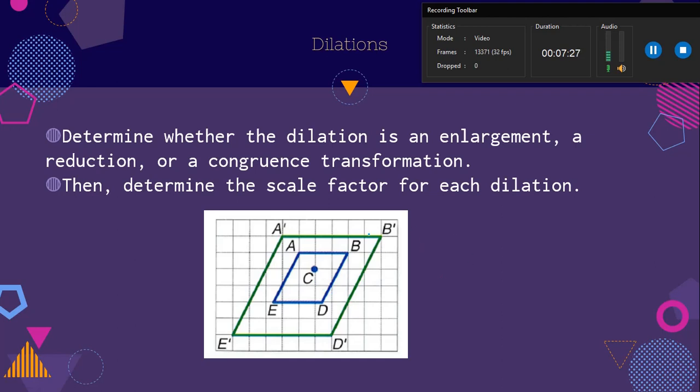And then we want to look at the scale factor. Remember, the numerator should be the image. So if I look at A prime B prime, the length is 6 blocks. And the original image had length of AB as 3 blocks. So the scale factor will be set up as 6 over 3. So it reduces to 2 over 1. So my scale factor is 2. My image was twice the size of the pre-image.